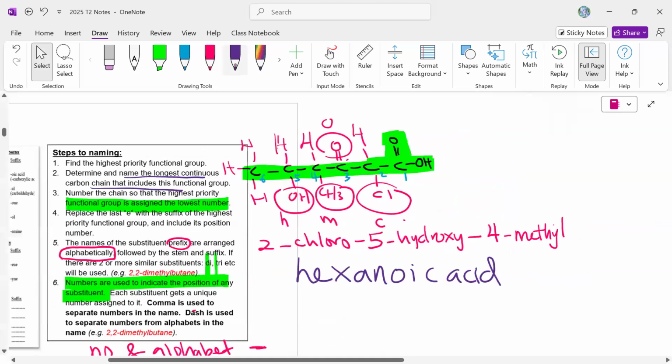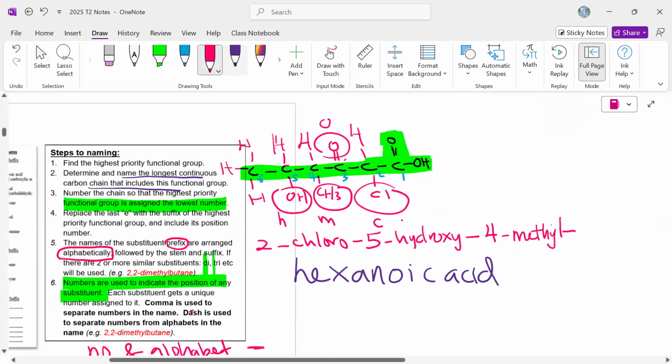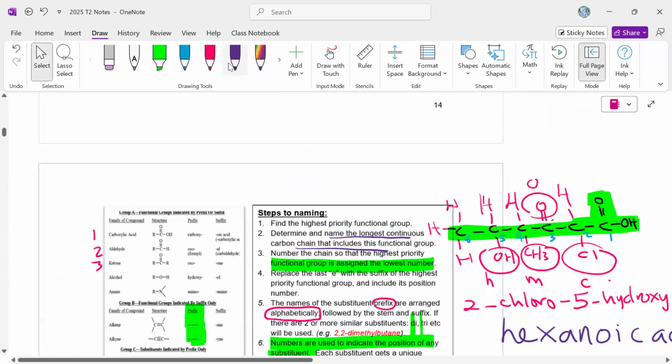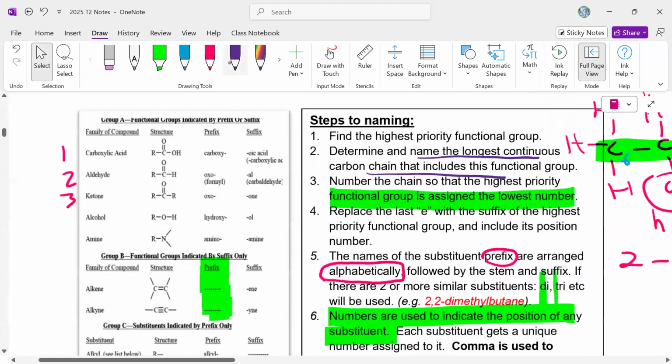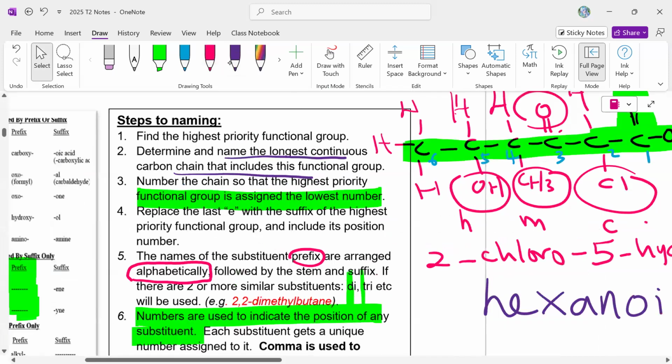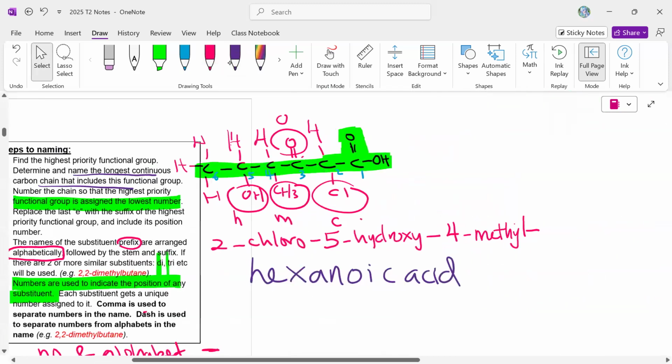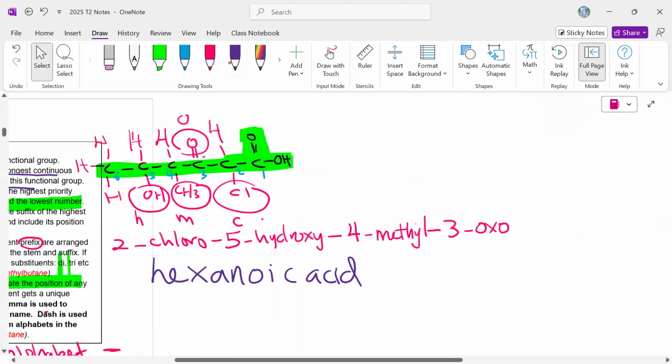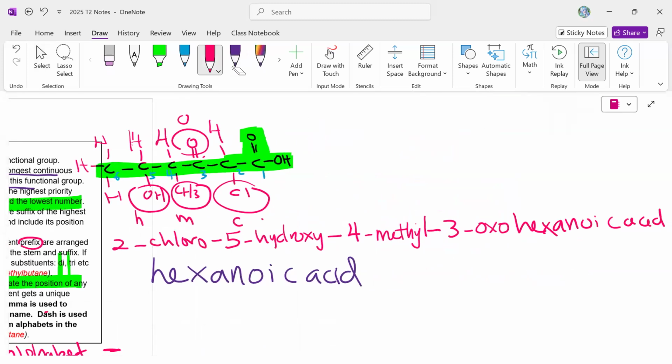Then some more. Oh, there's an oxo here. Remember, if it's a ketone or a carbonyl, it's called oxo when it's not part of the functional group. If it's a substituent, if it's a prefix, it's called oxo. So it's 3-oxo. Then now I join it back: hexanoic acid. If you really want a space, then you just put a space.